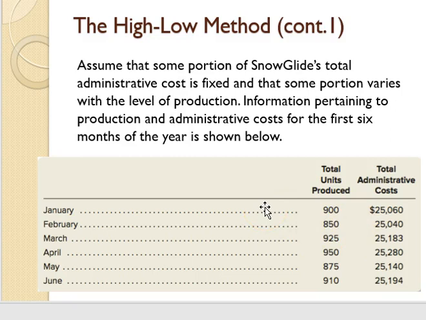This is 25,040 divided by 850, and that's 29.45. And it will be the same for all of them. They're not exactly the same. If it's a variable cost, it has to be the same per unit. These are not. So therefore, there must be some fixed component and there must be some semi-variable. There must be some variable in there.